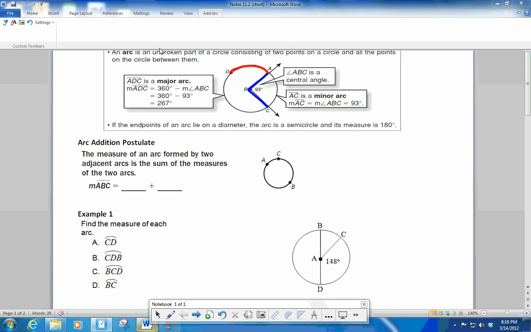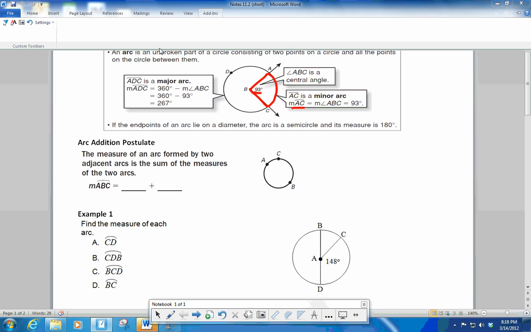A minor arc is an arc that's less than 180. And those will usually be denoted by 2 letters. So like we have here, arc AC. The measure of an arc is equal to its central angle. So the measure of arc AC is equal to the measure of angle ABC, which is 93 degrees.